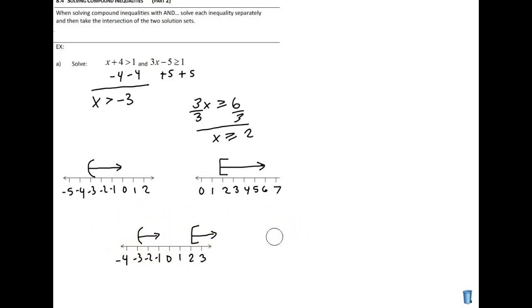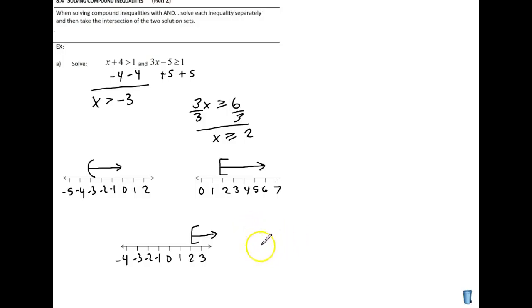I don't actually want this lower part anymore, because if I pick a number, say 0, 0 works for this inequality. 0 plus 4 is 4. 4 is greater than 1. That works. But 0 in this inequality, this becomes 0 minus 5, which is negative 5. Negative 5 is not greater than or equal to 1, so it doesn't actually hold true. So our final inequality looks just like the second one here, because those are the only x values that make that a true statement.